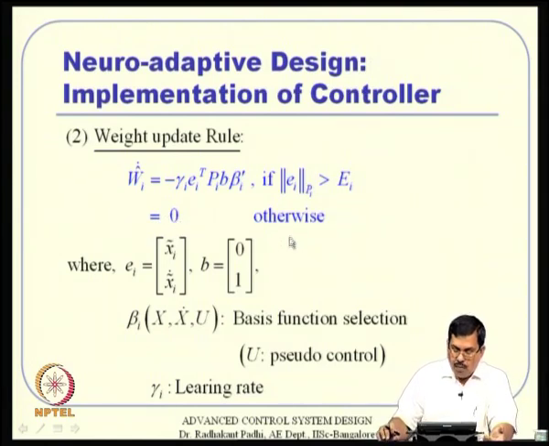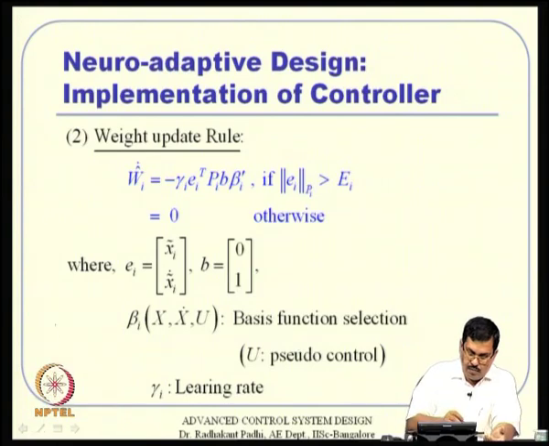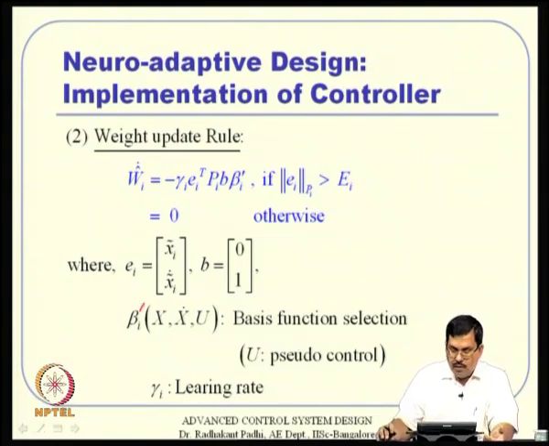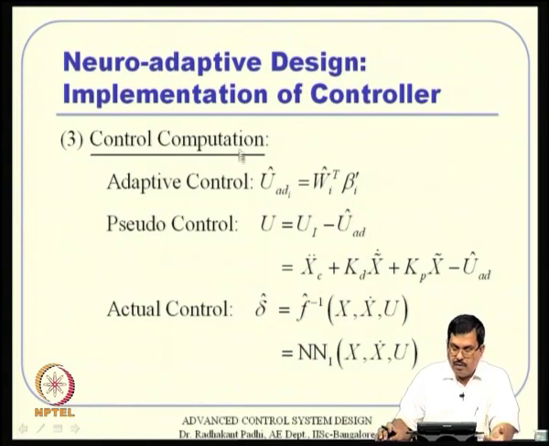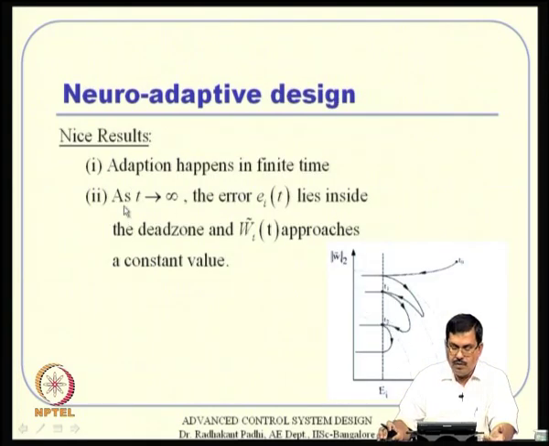Okay. So, this is a basis function that you have to select. This everywhere is prime, so it is also beta I prime. We have to select this beta I, which is the basis function, and gamma should be a learning rate, which also needs to be selected actually. Then you compute this adaptive control that way, UID hat, this is the adaptive control part of it. And then you compute the pseudo control, which is like this, we defined it along the way of discussion, and the actual control has to be the inverse of that, which is given like that. So, that is how we compute actually.